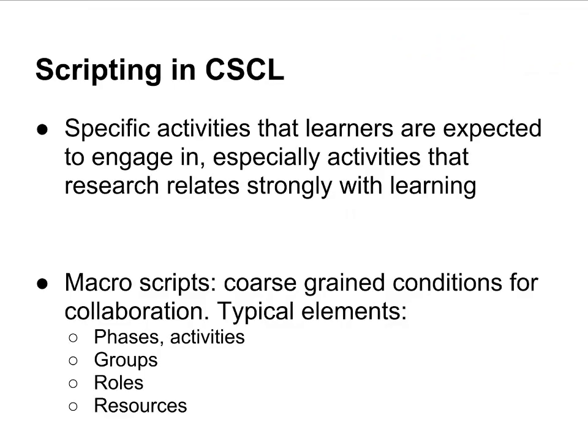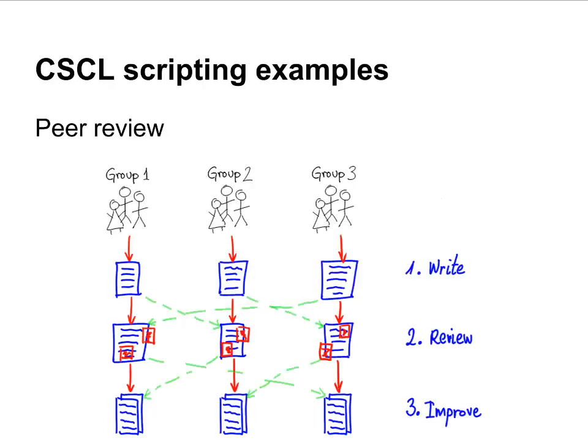But what is scripting in the context of CSCL? Basically, a script is a method for structuring collaborative learning which focuses on specific activities that the learners are expected to engage in order to learn collaboratively. Although there are different ways of defining such scripts, a common one is macro scripting, which tries to set up conditions for productive collaboration by specifying elements like phases, activities, groups, or resources to be used by learners.